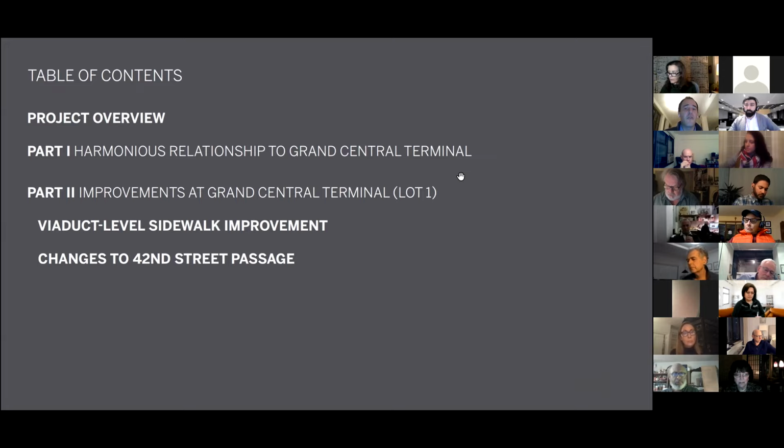The other element of LPC review regards improvements that will be done on the Grand Central terminal lot itself. That's along the 42nd Street passageway and also at the viaduct level. The terminal itself is under state historic preservation jurisdiction. So these materials that we'll go through are being submitted to LPC for advisory review. This is a pretty standard coordination between the two agencies. Next slide, Rami.